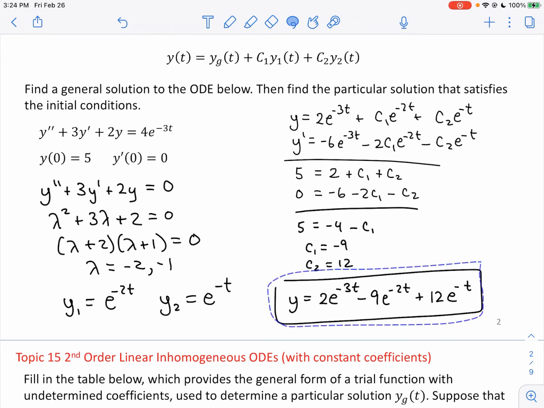Now, the one I'm currently highlighting, which is the answer we just found, is a solution to this differential equation as well as it satisfies these initial conditions. So this is the one that we wanted ultimately to find.